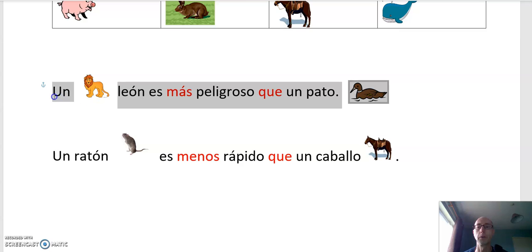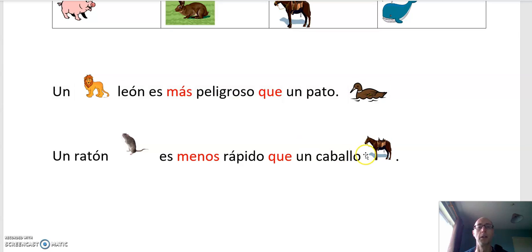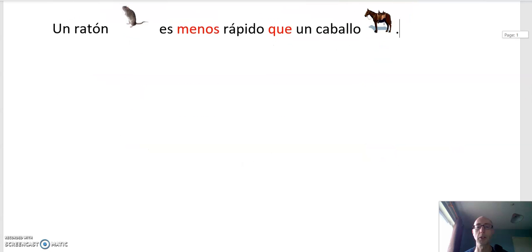First sentence here. Un león es más peligroso que un pato. Más peligroso que. So we need those two words here: más, then the adjective, and the que. Un ratón es menos rápido que un caballo. Menos rápido. So we can have más, and we can have menos. That's the simple way of comparing things in Spanish.